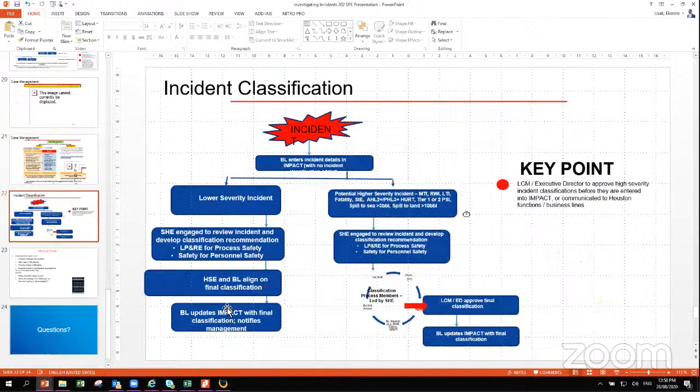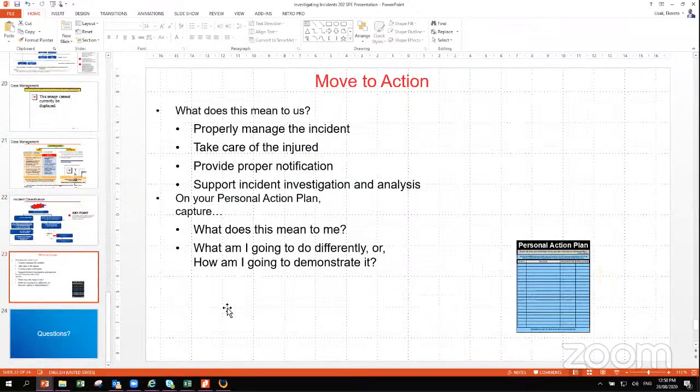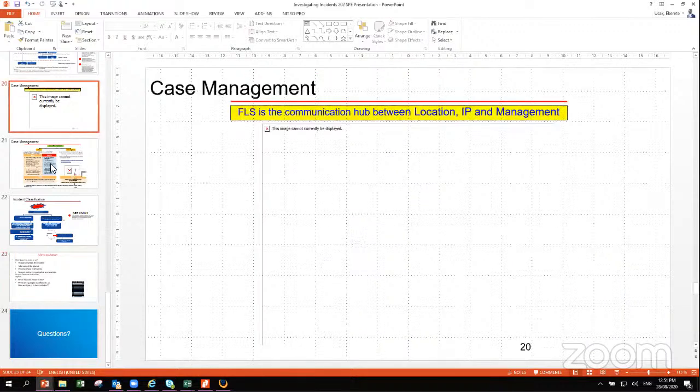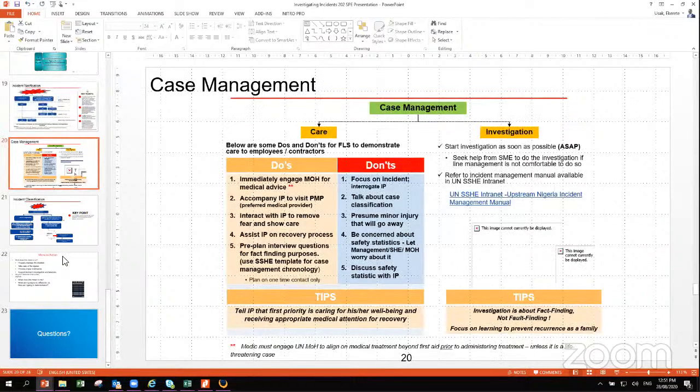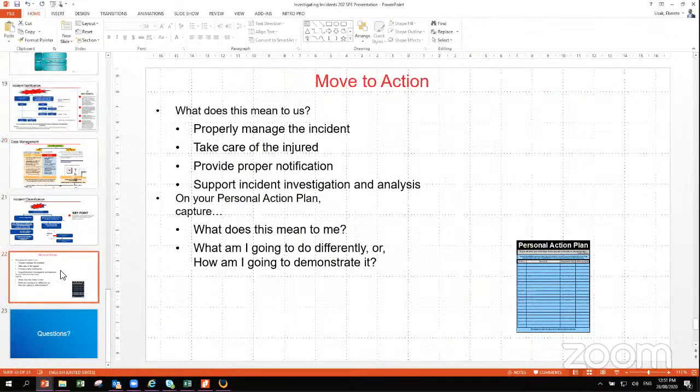So with that, what do you need to do as an individual? In managing and analyzing what happened, as an individual, you need to move into action. Wherever you're working, in your office, in your home, manage whatever happened in line with expectations and take care of an individual if he's injured. Do not wait to say he's not part of my family, he's not a member of my school, we are not close together.